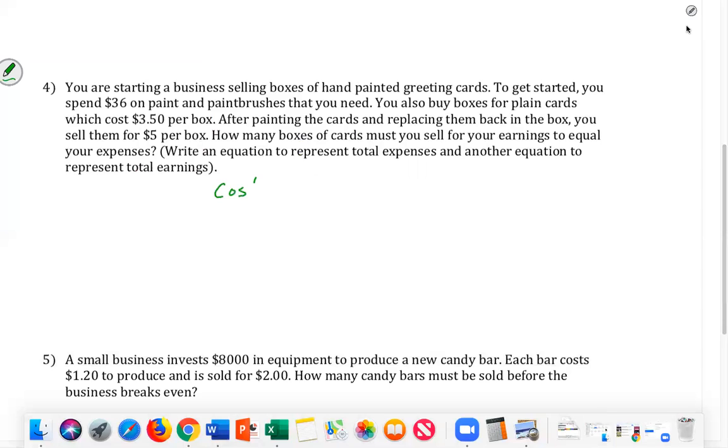Well, the cost. All right, the cost part is this. You spend $36 on the paint and paintbrushes, and then you buy the boxes of playing cards for $3.50. So I'm going to use B again for boxes. Okay, so 36 plus 3.50B, that is my cost equation. Now my revenue, okay, that's going to be equal to, well, I sell the boxes for $5 each.